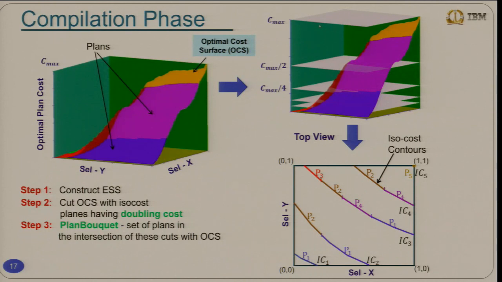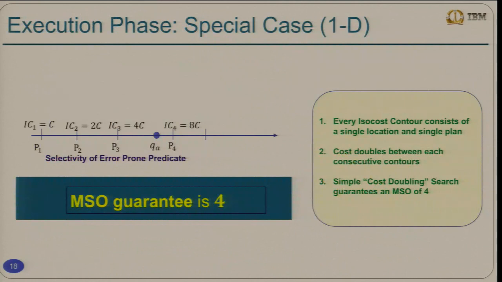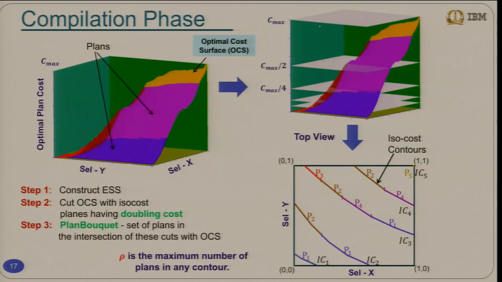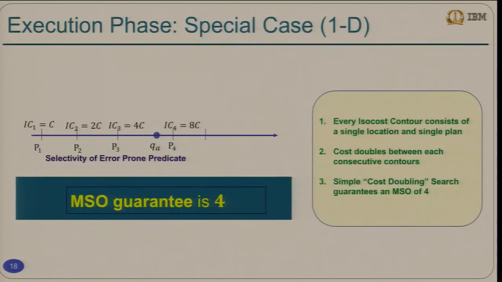These are the selectivities on both the axes. These are the isocost contours. At every step the cost is doubling except the last one, and in each contour there are multiple plans, okay. So those are the optimal plans in those regions. And so this rho is a quantity which is going to come up in the bounds. So if you look at a contour, this is the maximum number of plans on it. Okay.